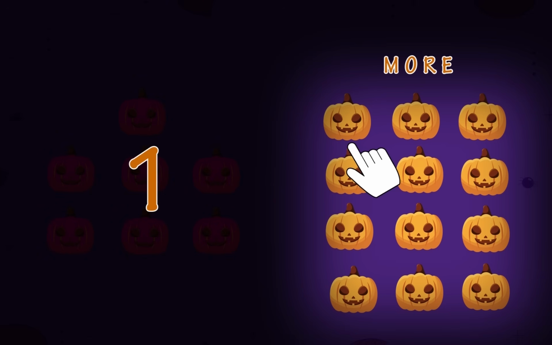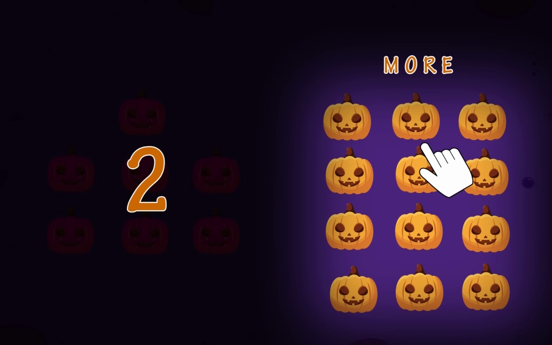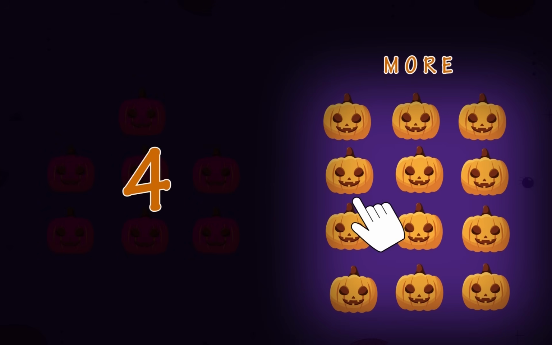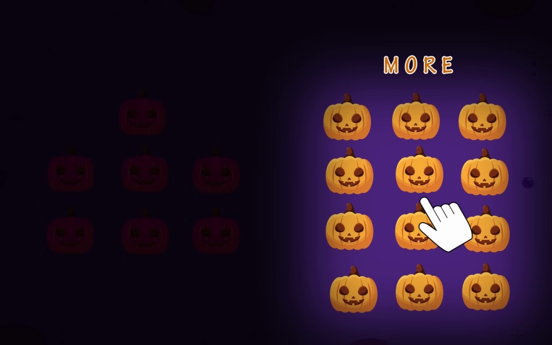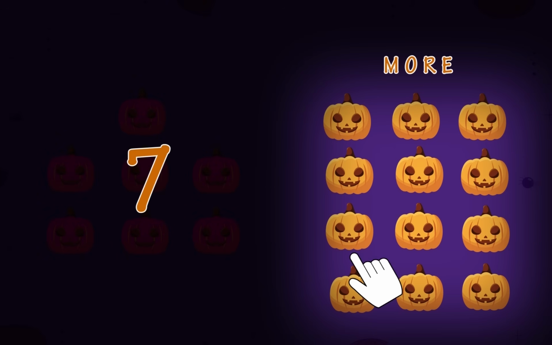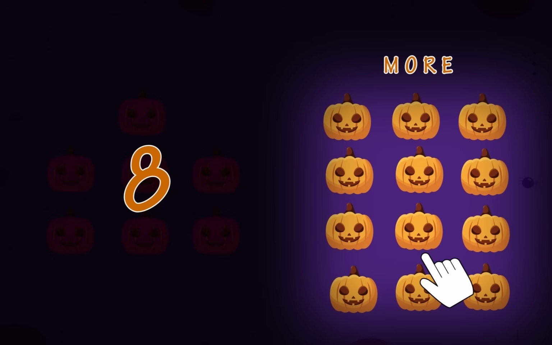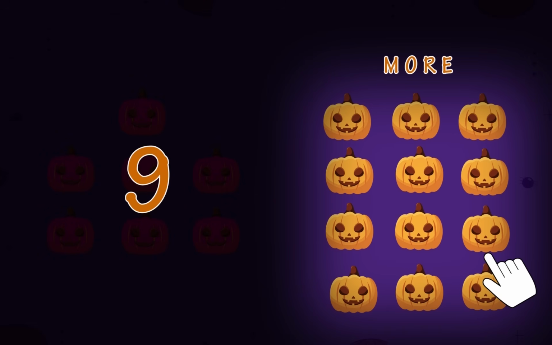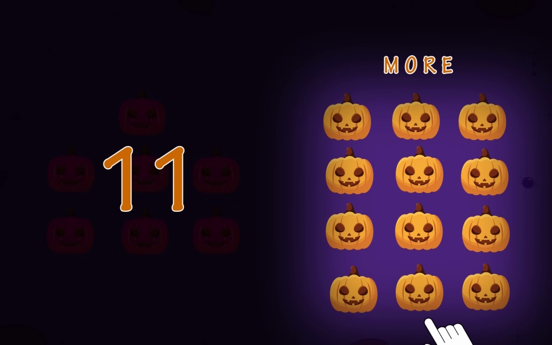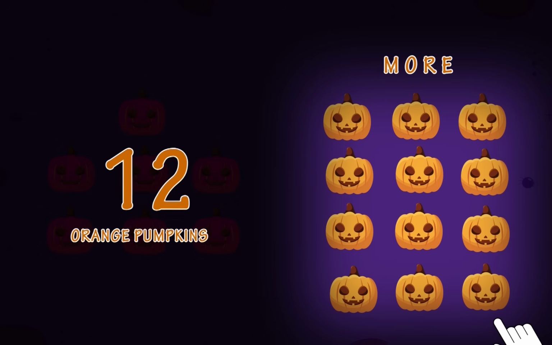1, 2, 3, 4, 5, 6, 7, 8, 9, 10, 11, 12. There are 12 orange pumpkins. Good job.